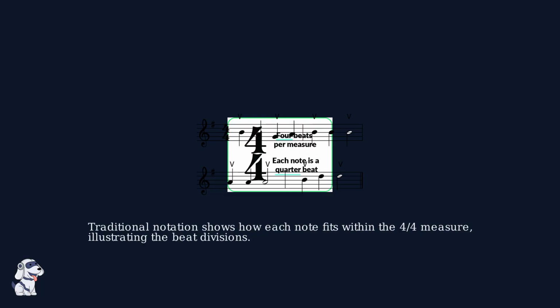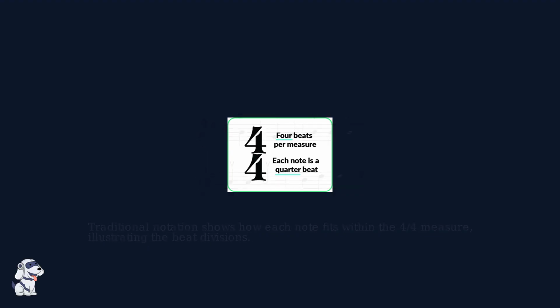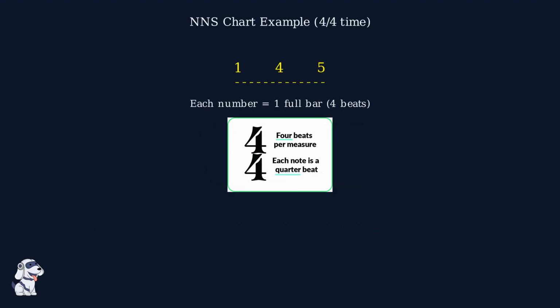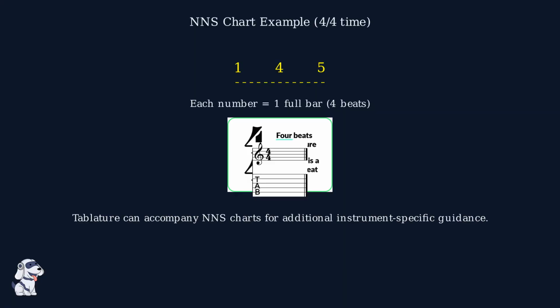For example, in traditional musical notation, you can see how notes are distributed across the 4 beats, with whole notes spanning the entire measure. In an NNS chart, a simple progression like 1, 4, 5 would mean each chord lasts for 1 full bar of 4 beats. This default assumption allows musicians to quickly interpret and perform the music without additional timing notation. Other time signatures can be specified when needed, but the 4/4 default ensures clarity and efficiency in NNS notation.